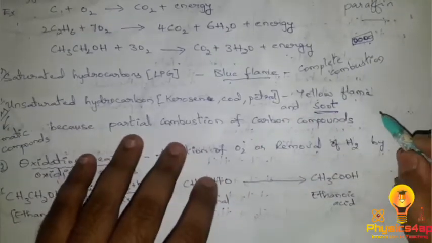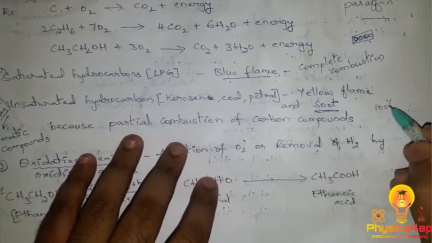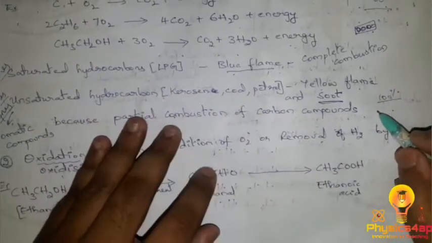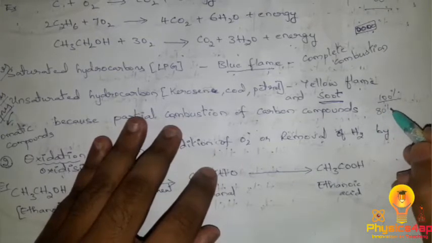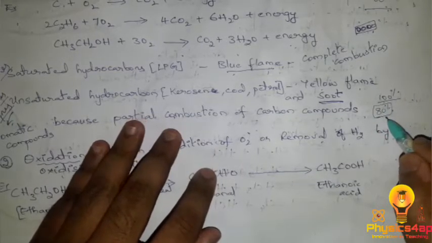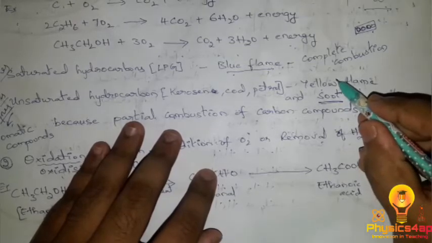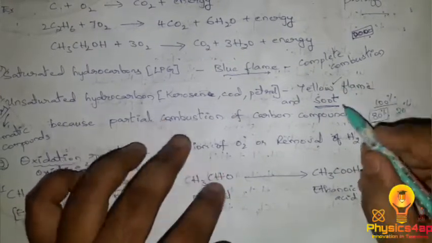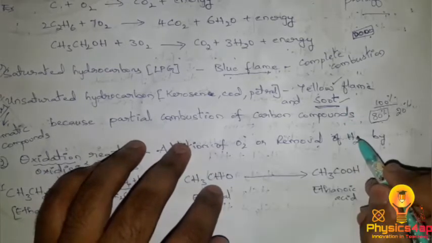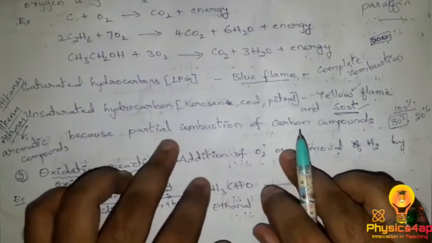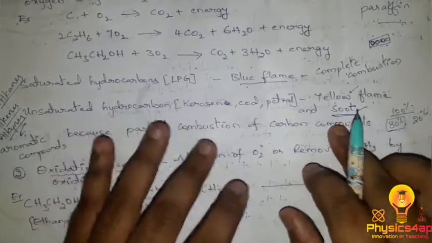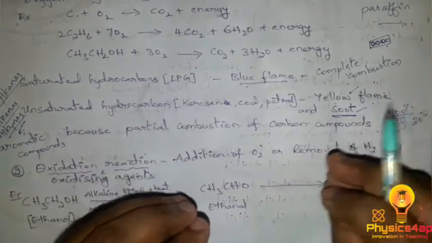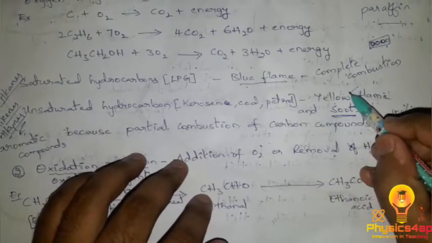For example, if we have 100% carbon compounds in petrol or diesel, it will be partially burned, like 80% of the carbon particles will be burned and produce a yellow flame, and the remaining 20% will come out in the form of soot. Why? Because the particles are not burning completely, they are burning partially, so due to that certain frequency it produces a yellow color flame.